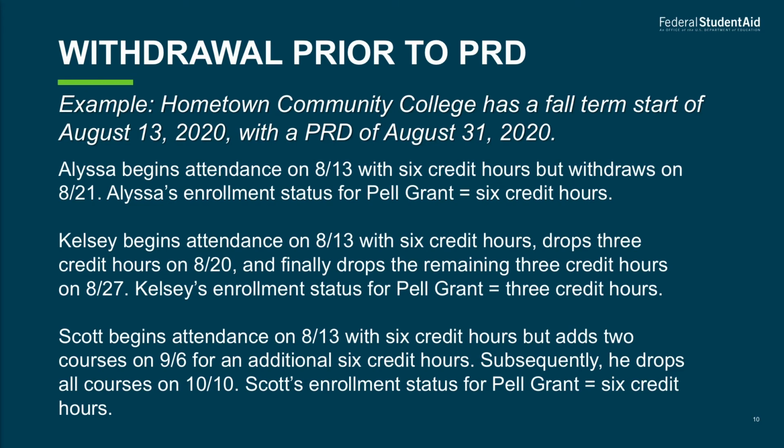to determine Pell eligibility. Our next student is Kelsey. Kelsey begins attendance with 6 credit hours, then drops 3 credit hours on August the 20th. She is not yet fully withdrawn at this time, but she does drop her final course of 3 credits on August the 27th, prior to the PRD. August the 27th is her withdrawal date, and she is only enrolled in 3 credit hours at that time. So her enrollment status is 3 credit hours for Pell purposes.